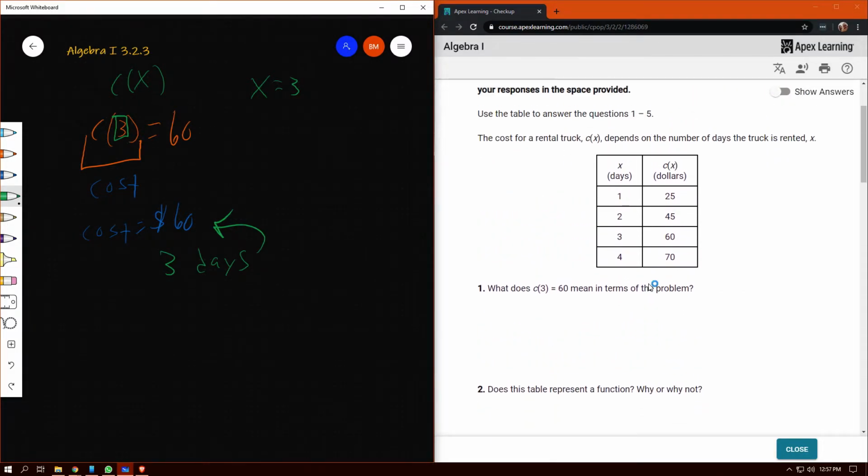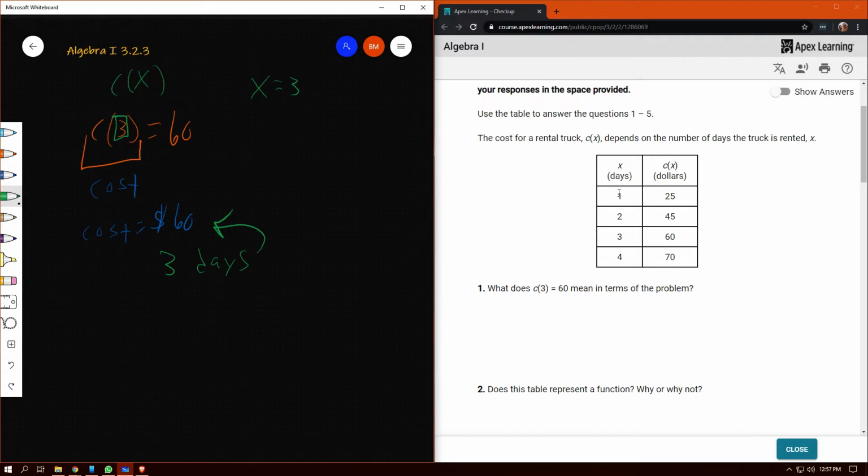Now it's asking, does this table represent a function? Why or why not? Well, if I look at the X values, there's 1, 2, 3, and 4, so there's no X value that's repeated twice. And because there's no number in my domain repeated, right? My domain is my independent variable. My X is my independent variable. There's no repeated number there, then I'm good. It's a function. So as long as there's no repeated numbers in the X, in the domain, in the independent variable, we have a function.